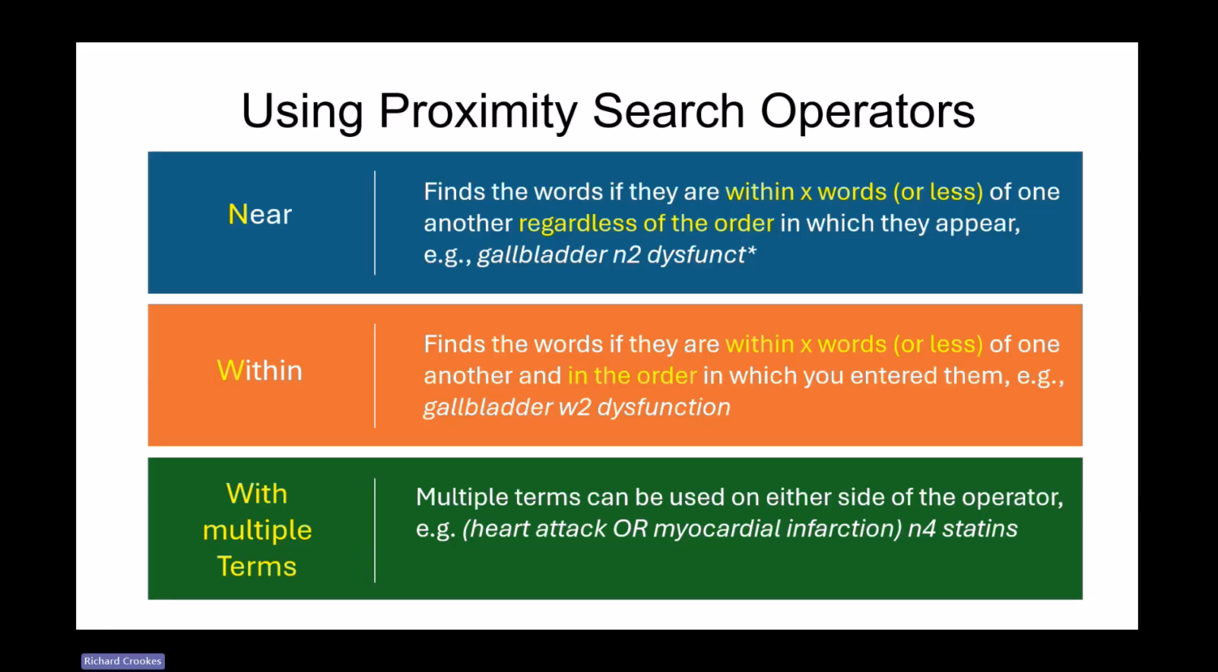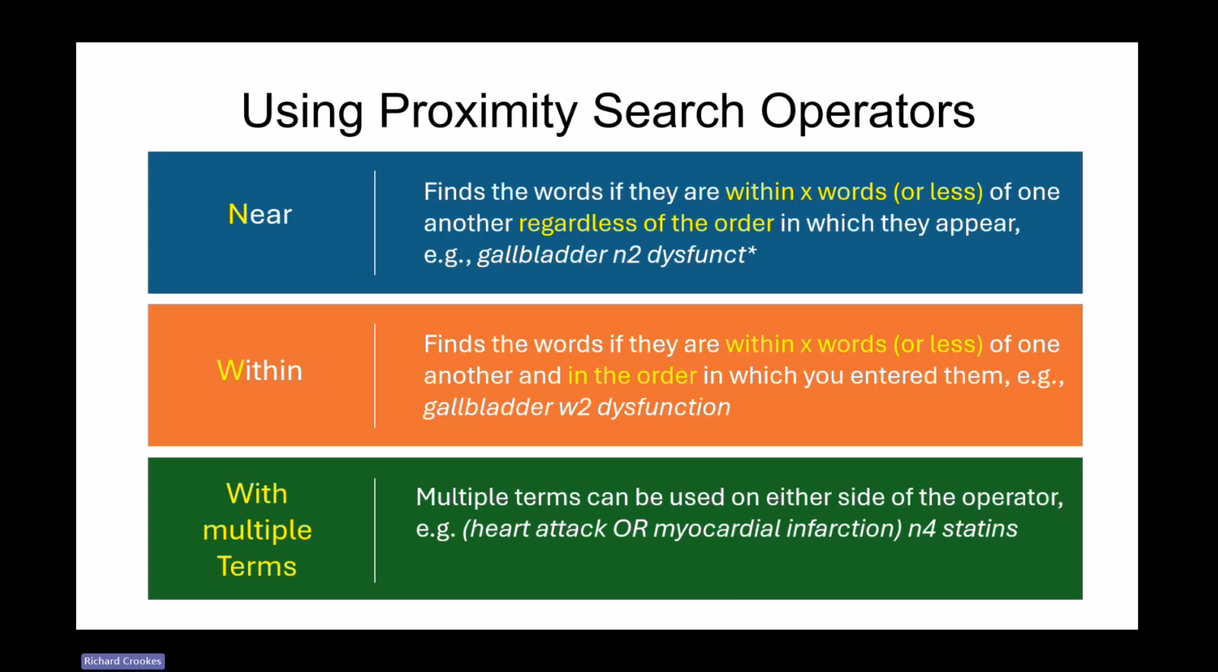And we'll see an example of that in the live search as well. Now, if preferred, you can use the within proximity operator, the precision operator, and that searches for the words in the order you enter them. So using the same example, if we put gallbladder W2 dysfunction, it would find gallbladder within 2 words or less of dysfunction. Okay. If we put W0, then we'll be treating that as a phrase, gallbladder within 0 dysfunction. Okay, so the actual number you use is literal. So if you put 3, it's 3 words or less. If you put 5, it's 5 words or less. If it's 2, it's 2 words or less.